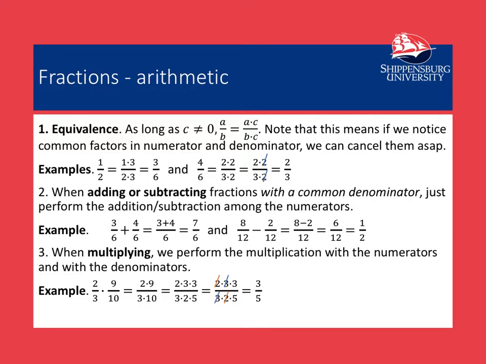So in this case, I would say 9 is 3 times 3. So instead of 2 times 9, I'm going to write 2 times 3 times 3. And of course, 10 is 2 times 5. So I'm going to write 3 times 2 times 5. When I write it like that, I can see the common 2, and I can see a common 3. And so I know from my first rule up there that I can get rid of those, leaving me just with 3/5. So 2/3 times 9/10 is equal to 3/5.